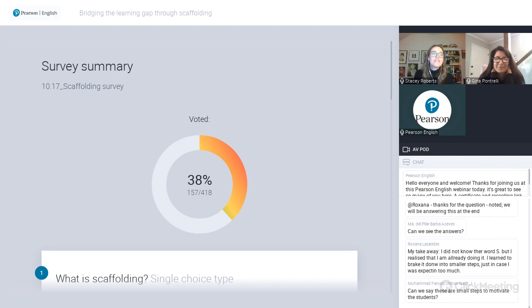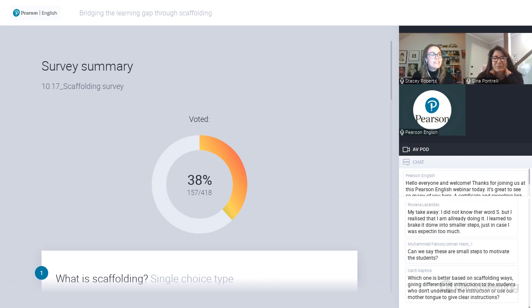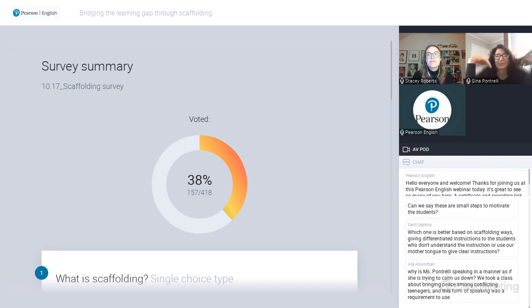And then the final question, it is not a good idea to repeat information in different ways. It doesn't help students pay attention. And the majority went with false. So that is correct. Giving students the same information in different ways can help students comprehend and understand the language that they're learning. So thank you, everyone.